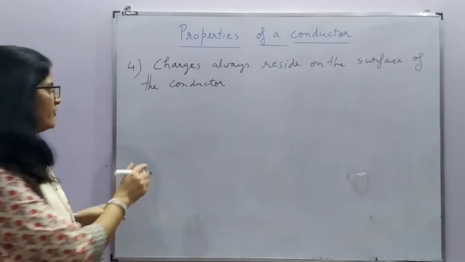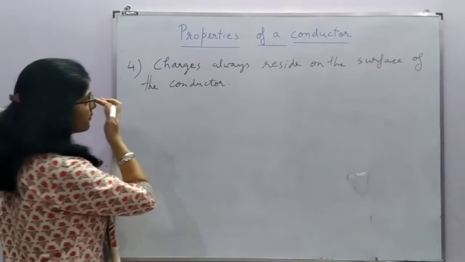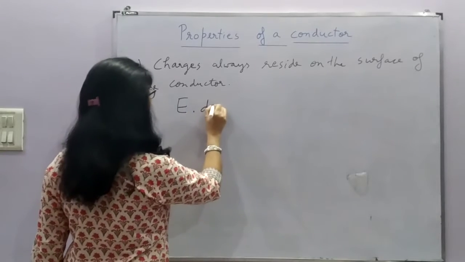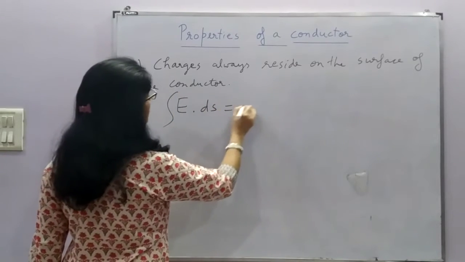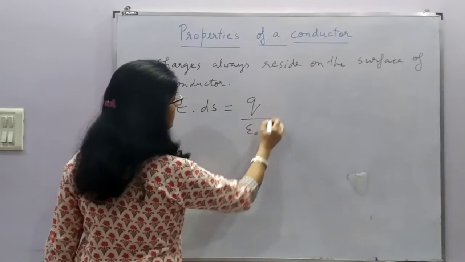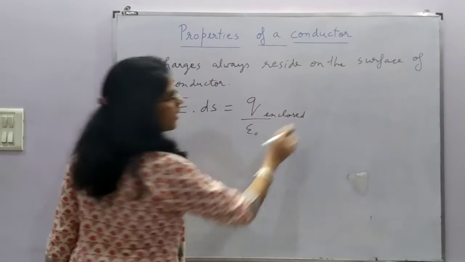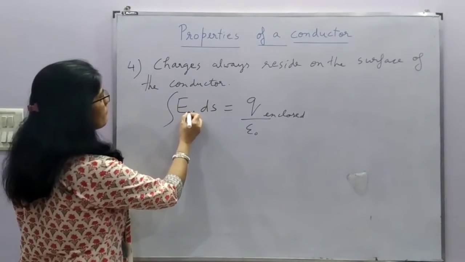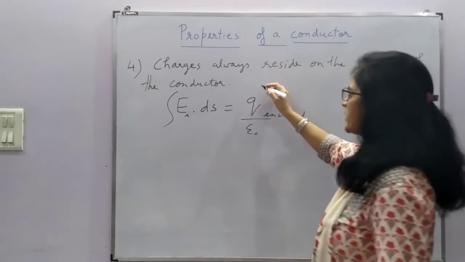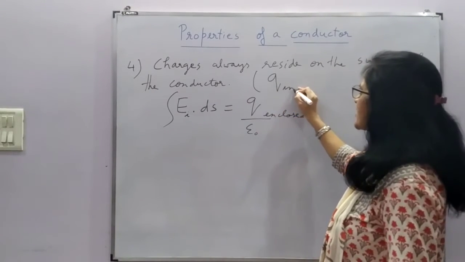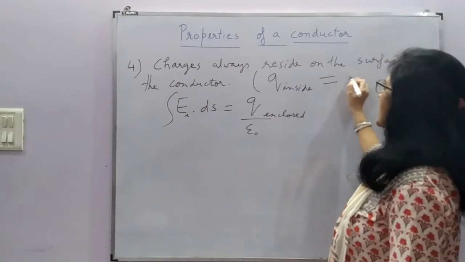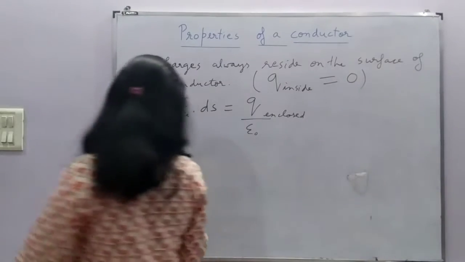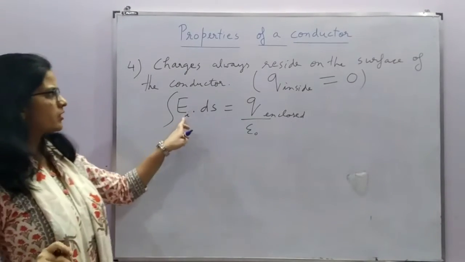So from where have we derived this? We know by Gauss theorem that the integral of E dot ds is equal to Q enclosed upon epsilon naught. Right? We are talking about inside. So what does this sentence mean? That means that the charges inside are 0. There is no charge inside the conductor. This statement can be written in this form also. So we are talking about inside charges. We are talking about this.